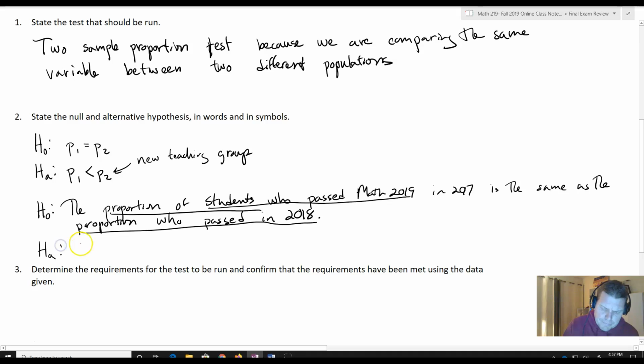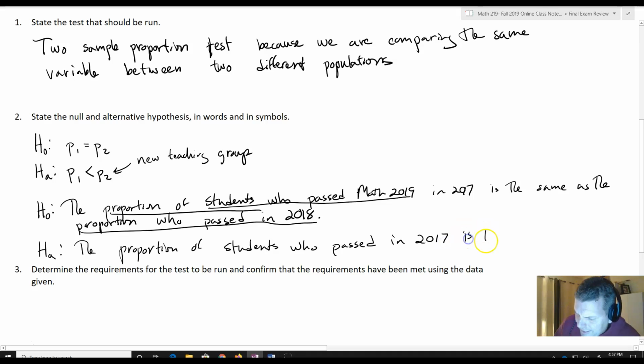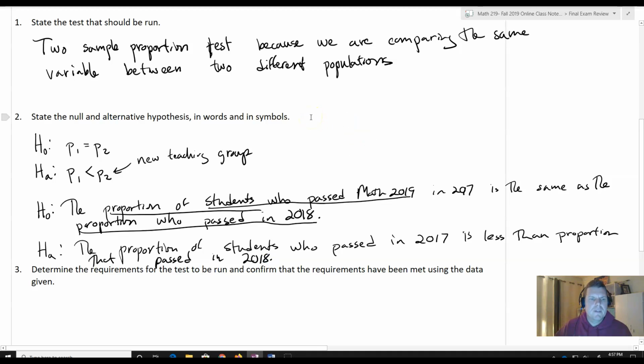Then my alternative is the proportion of students who passed in 2017 is less than the proportion that passed in 2018. And there we go. All right, now the next thing we want to do is determine whether or not the requirements of the test have actually been met.